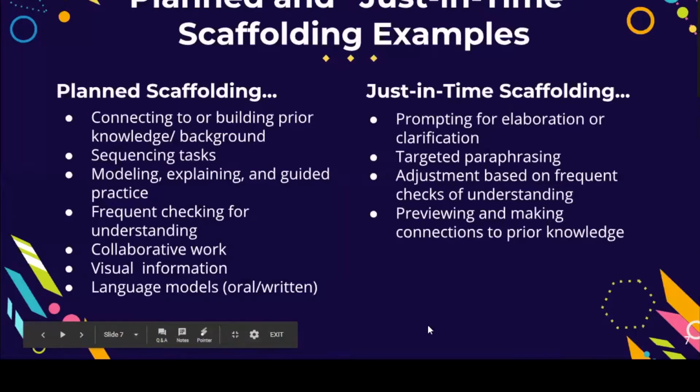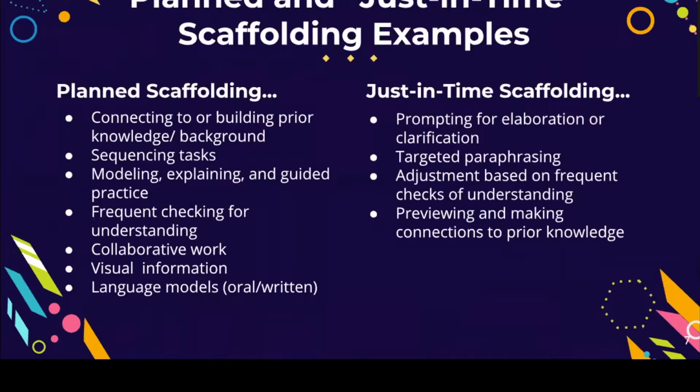So some examples of what planned scaffolds might look like and just-in-time scaffolding might look like. Planned scaffolding includes connecting to or building prior knowledge or background for students, sequencing tasks from more simple to more complex, modeling, explaining, and providing guided practice, planning frequent checks for understanding, collaborative work, so students working with partners, working in small groups, and visual information, language models, both oral and written.